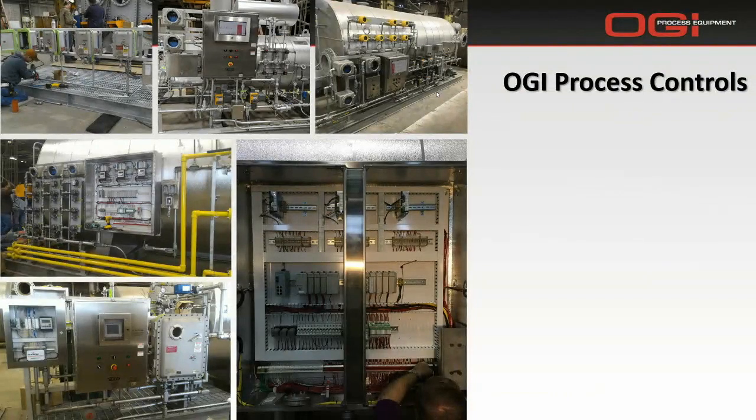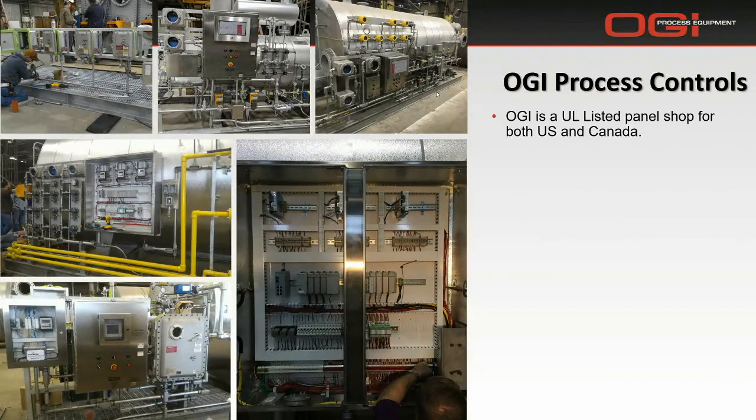Now, we also want to comment that OGI Process Equipment has an internal department. We call it OGI Process Controls, in which we manufacture custom control systems. We do not rely just on basic systems like the TotalArc systems, but we also have PLC control systems that utilize other controllers like Honeywell 7800 series controllers.